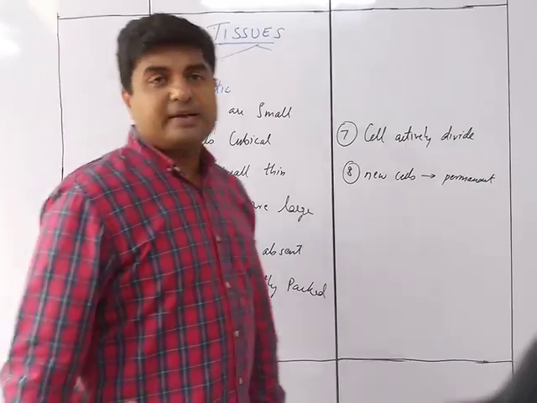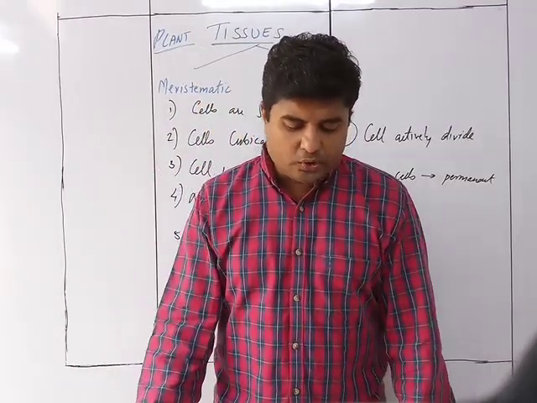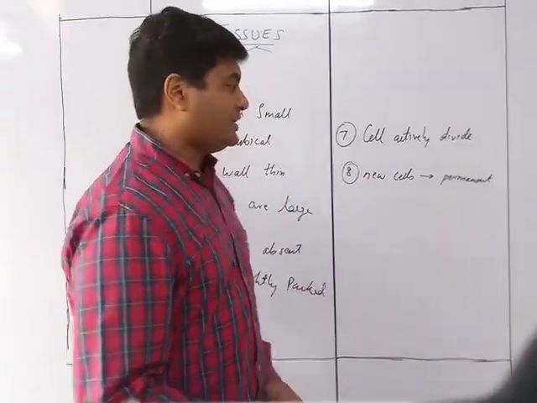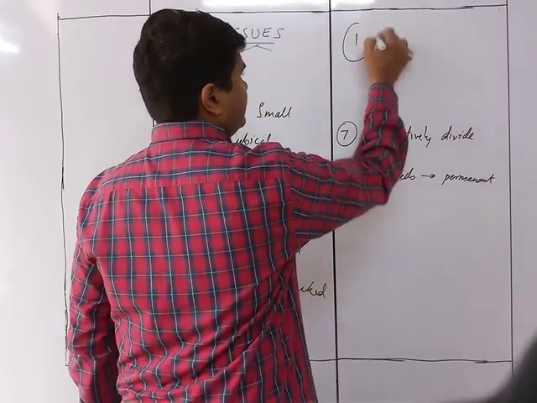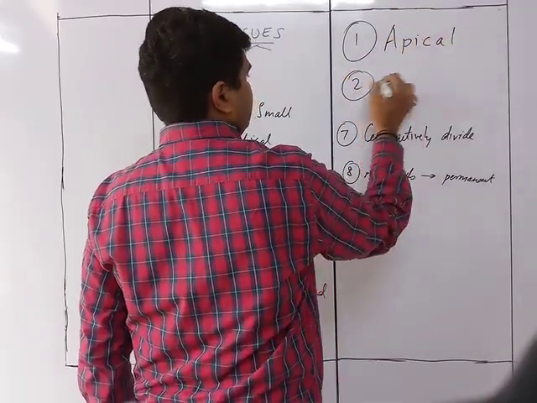Now where are the meristematic tissues available? The meristematic tissues are classified into 2 categories, that is apical system and cambium or lateral system. So these are 2 kinds. One is apical and another is cambium.